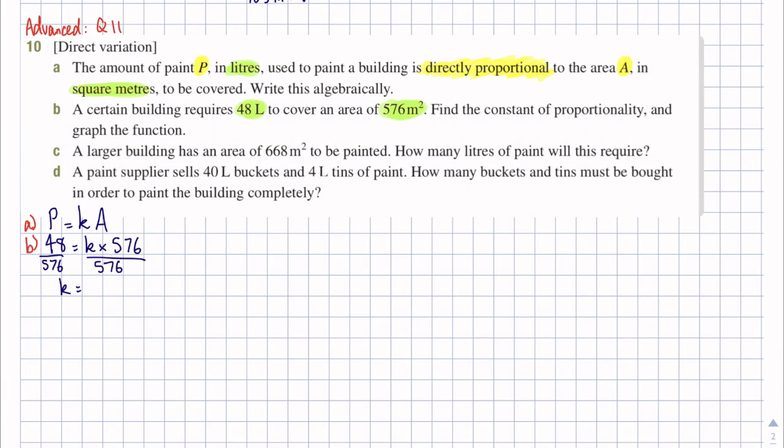Let me get my calculator. 48 divided by 576 gives me 0.0833. Now, the fact that this K has turned out to be such a small number leads me to think that I've done this the wrong way around. Maybe I should have done A equals K times P, which would then have given me 576 equals K times 48. So then I would have done divided by 48. 576 divided by 48 gives me 144. So K equals 144. I like this version of events better.